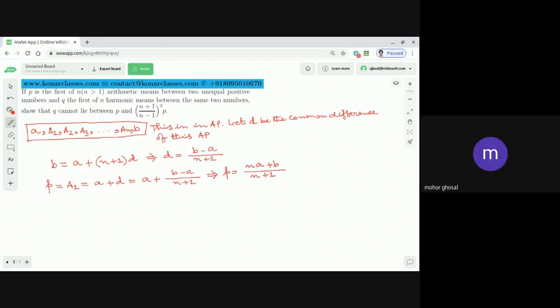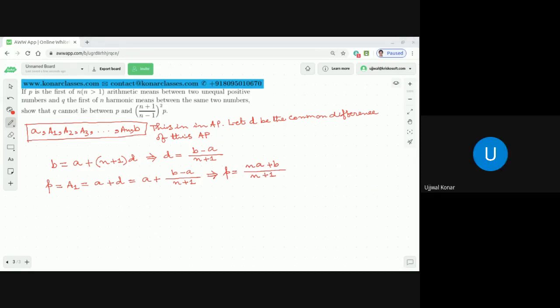And that is why I found the value of P in terms of the known things. What are the known things? A and B are known things, two unequal positive numbers, and n is the number of arithmetic means inserted. n is also known to me. This is one thing I got. Correct, dear students?